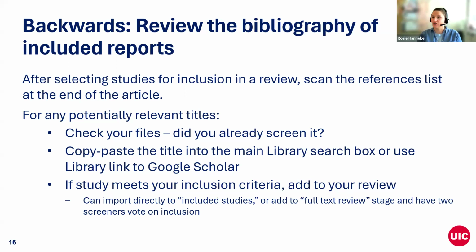You can just say, based on the person who reviewed it, we're including that in our included studies, or if you're using Confidence and you want to add it to the full text review stage at that point and have two screeners look at it and vote and discuss whether it should be included, you can do that as well. So we're looking at the reference list, pulling out anything relevant, making sure we haven't already found it, and then adding the relevant ones to our review.